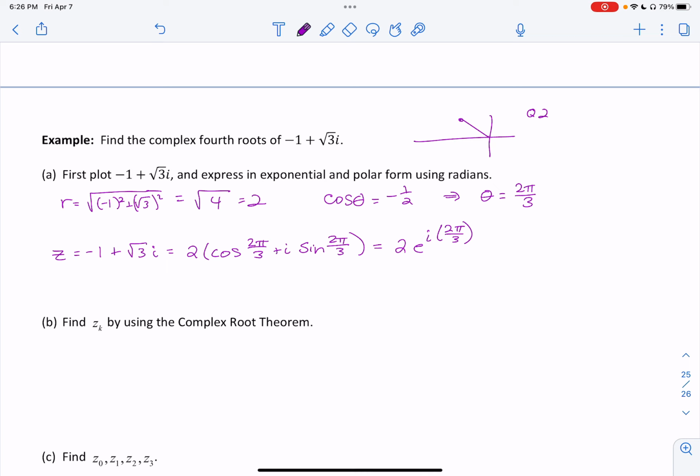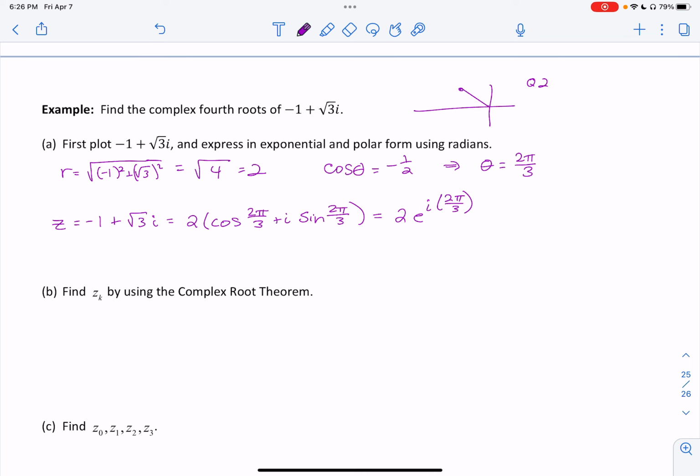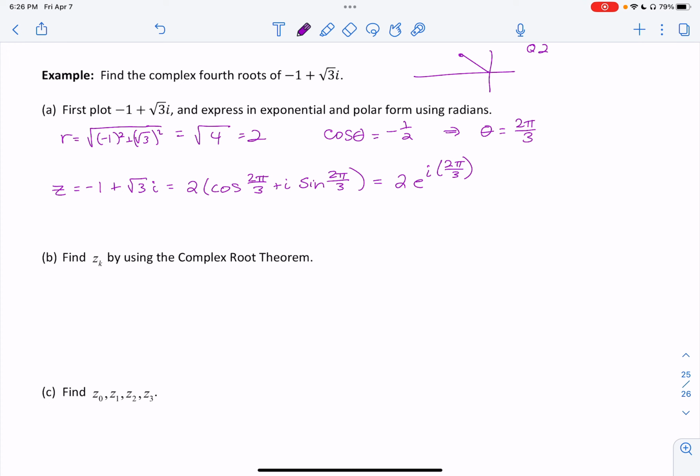All right, now we're going to find z sub k by using the complex root theorem. So remember, z sub k is equal to the nth root of r times e to the i times 1 over n times my theta plus 2 pi k. So I'm going to leave that k in there for right now, okay?